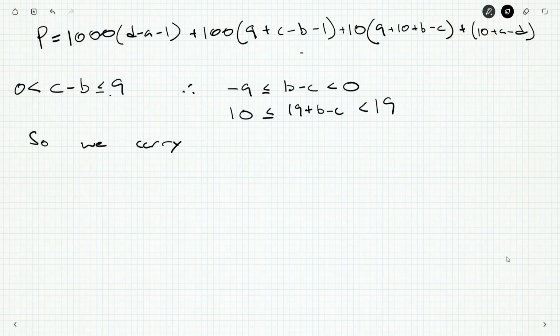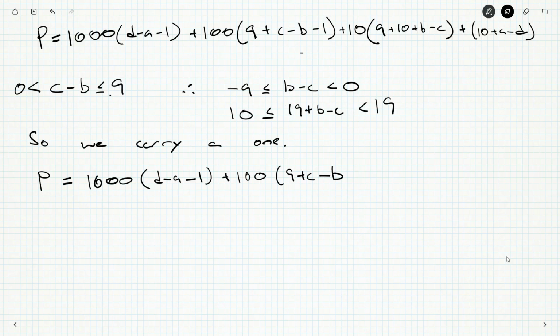So we carry a 1, and then P is going to be 1000 times D minus A minus 1, plus 100 times 9 plus C minus B, minus 1 plus 1, plus 10, and then we can subtract off the 10 from here. So 9 plus B minus C, plus 10 plus A minus D. Alright, now those cancel, and we ask ourselves, okay, 10 plus C, or 9 plus C minus B.